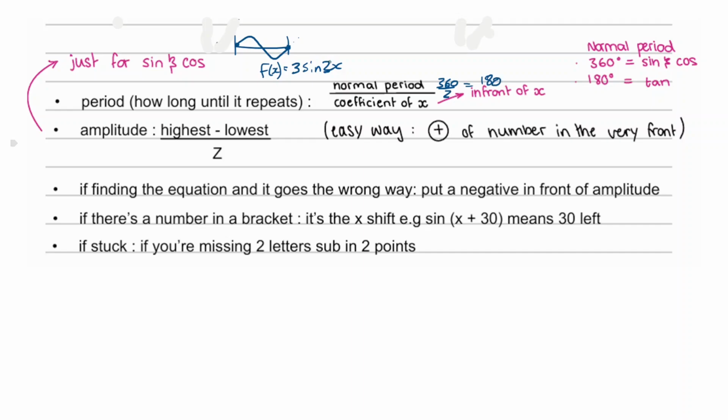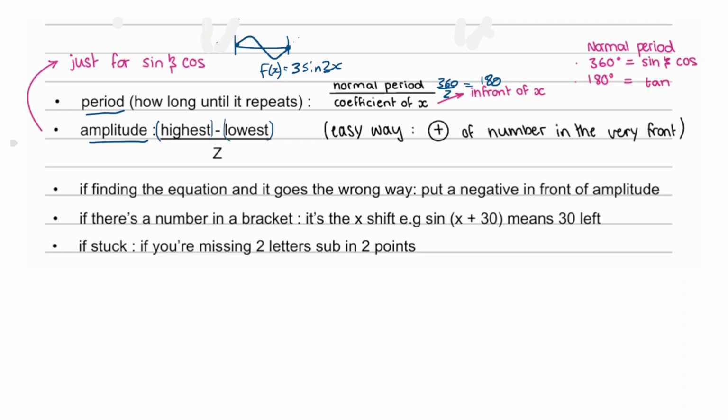So what's the period of my graph here? It's 180 degrees. The normal period of a sine and cos is 360, and the normal period of a tan, if nothing's changed in front of the x, is 180. So you can anchor on that. Next concept that is quite a common question is amplitude, which is in brackets to be safe.